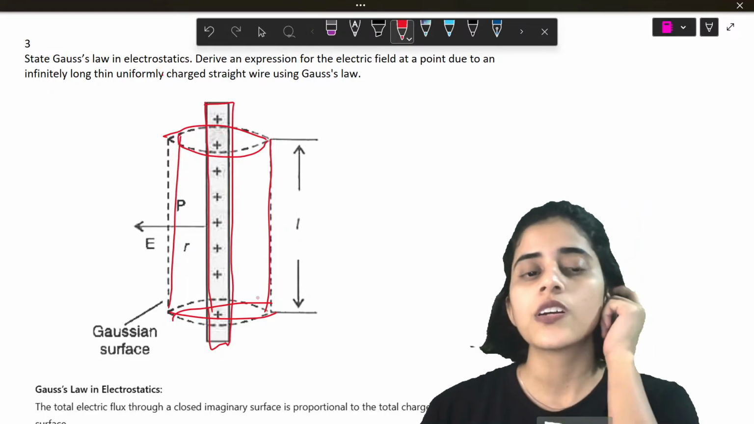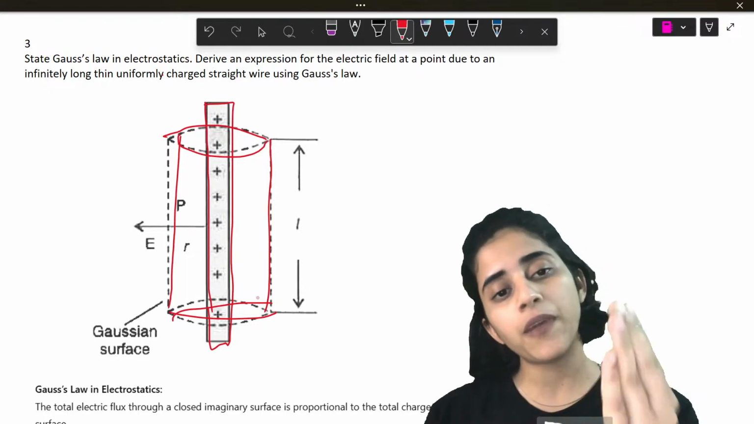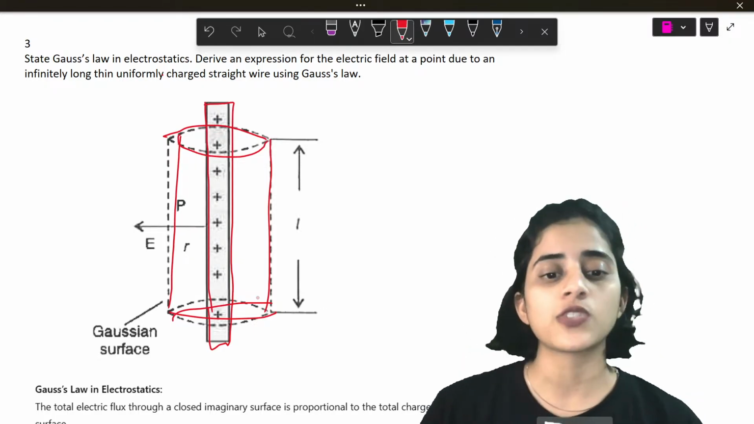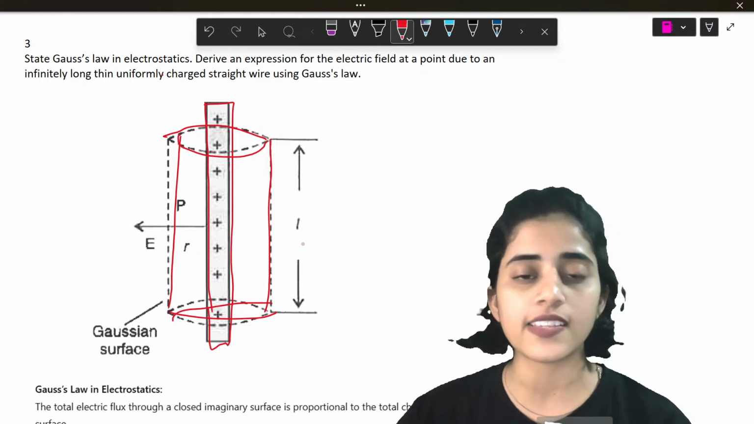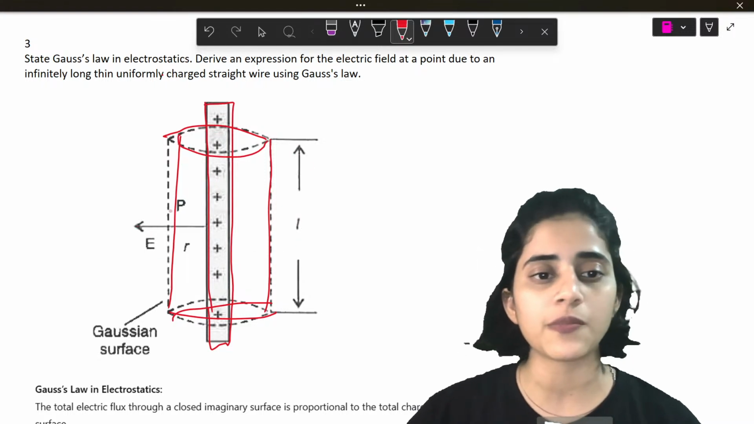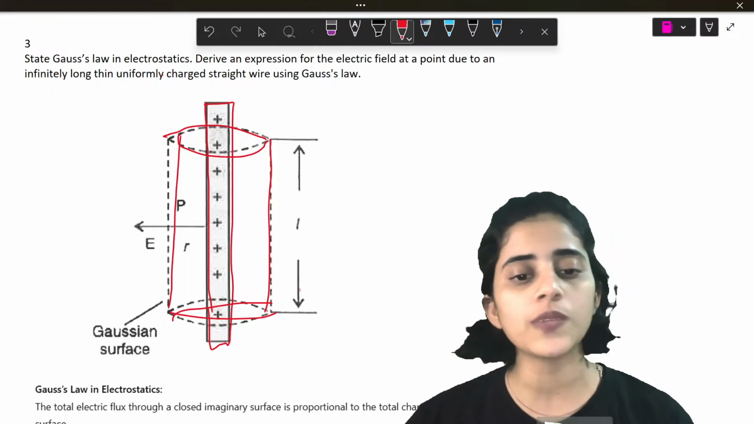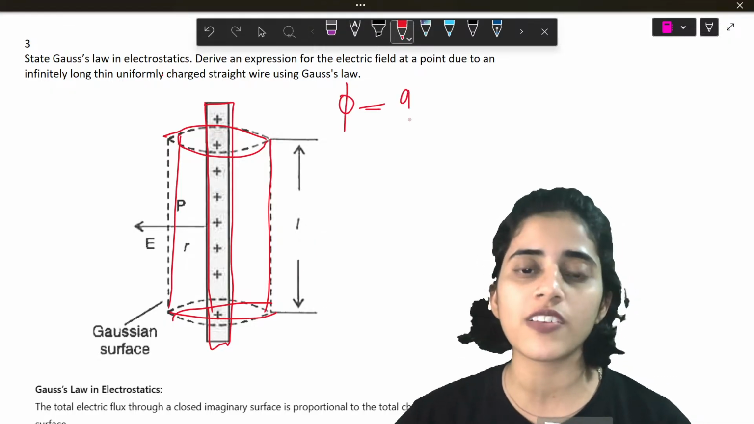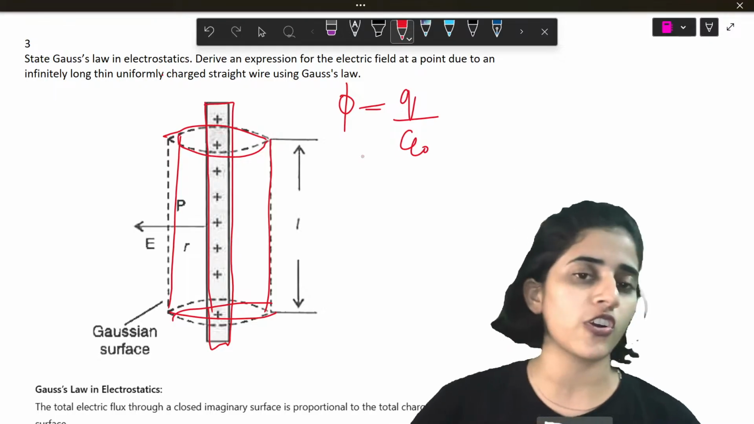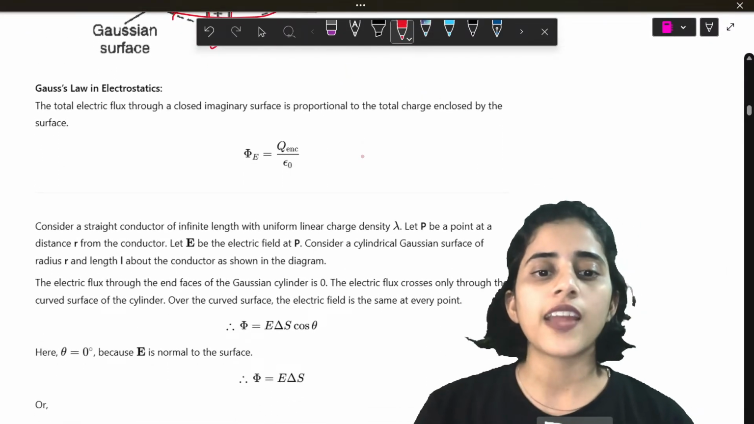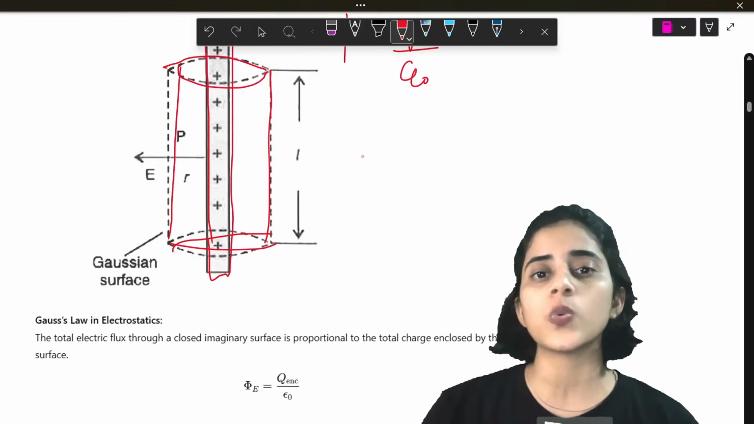Okay. So here the best suitable shape for the Gaussian surface is a cylinder. The length of the cylinder is L, and you find out the electric field at a point P. According to Gauss law, the total flux is always Q by epsilon naught. This is something that we've learned, the total flux.